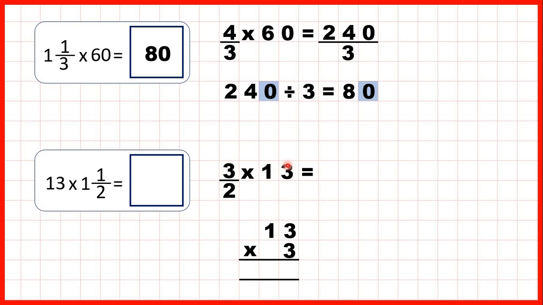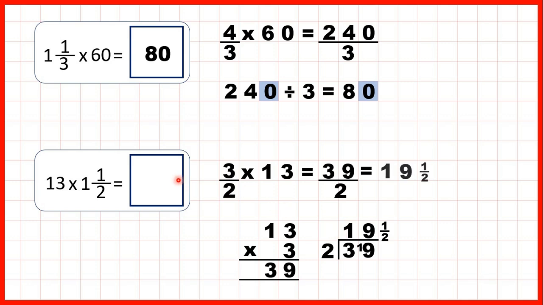Now 3 times 13, we can use column method multiplication if we're not sure. 3 times 3 is 9, 1 times 3 is 3, so that's 39, and the denominator of 2 stays the same. So as an improper fraction, our answer is 39 over 2, but we can change that back into a mixed number by dividing 39 by 2. 3 divided by 2 is 1 remainder 1, and 19 divided by 2 is 9 remainder 1. The denominator stays what we were dividing by, so that gives us our answer, 19.5.